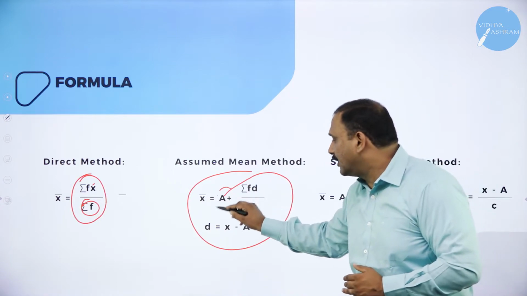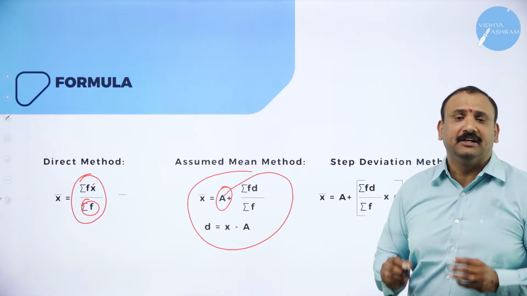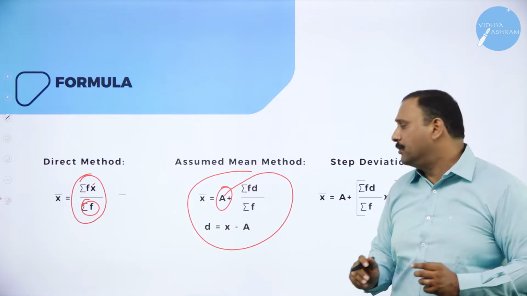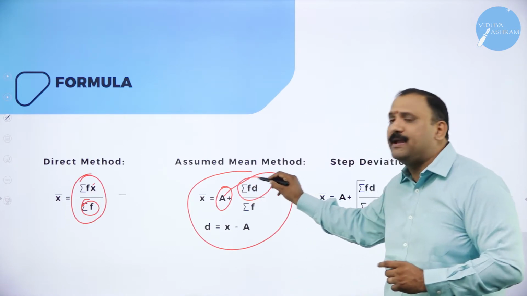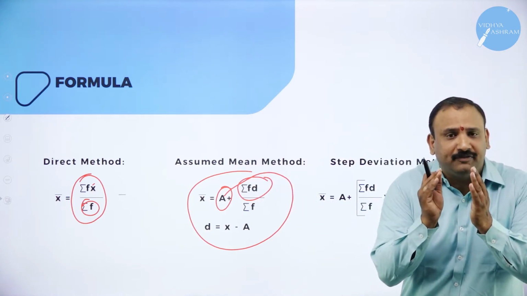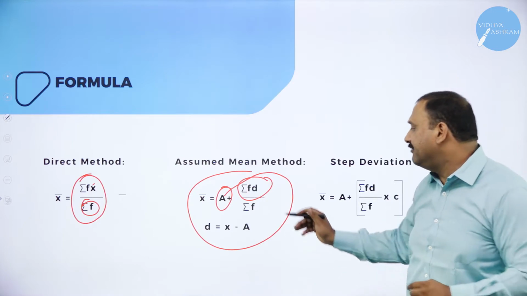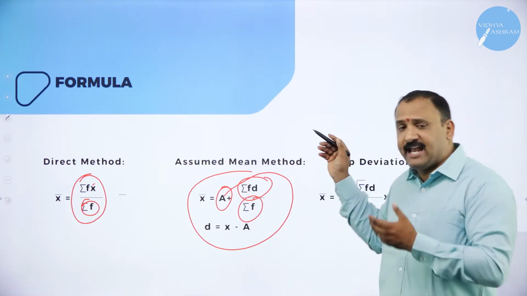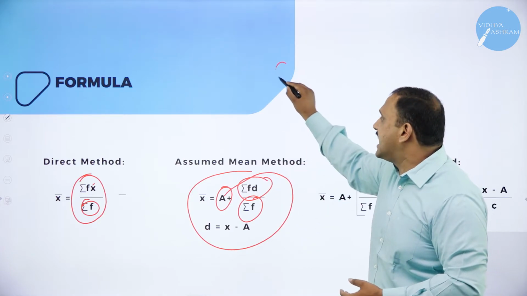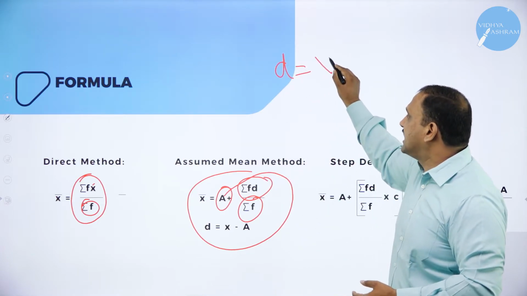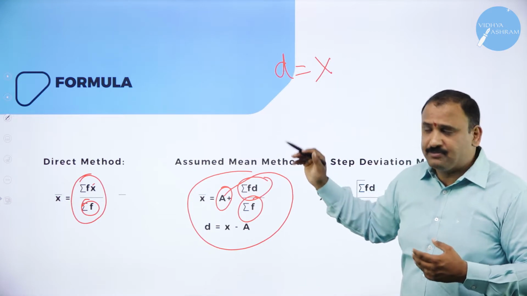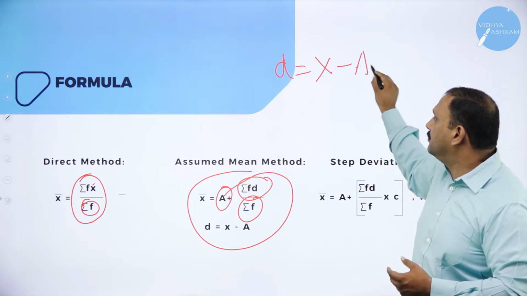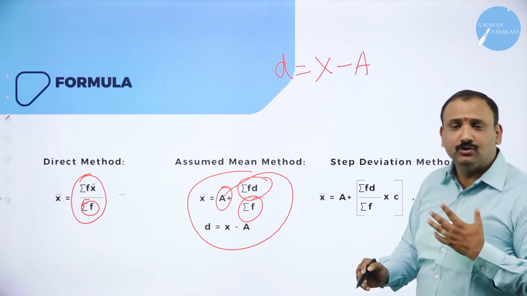So that is what I call the assumed mean method, keeping A as the assumed mean. Then moving forward, summation of FD, summation of the frequency value into the deviation observed here, where D is equal to x minus A, as I have told you. D stands for deviation, x stands for your number of observations minus the assumed mean, and then you will be able to use this formula.